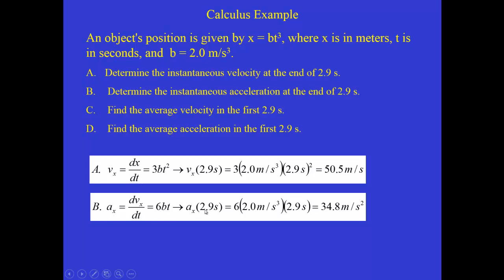And we plug in t equals 2.9 seconds to get 6 times 2 meters per second cubed times 2.9 seconds. The numerical value is 34.8, and the units, meters per second cubed times seconds, gives meters per second squared, which is appropriate for an acceleration. That's another useful check to make sure that we did the calculation right.